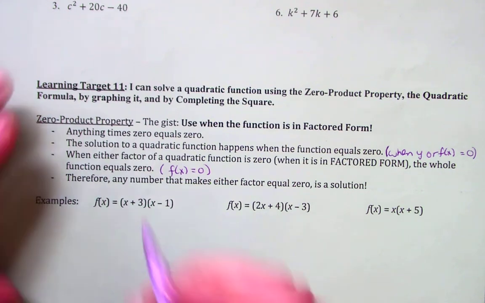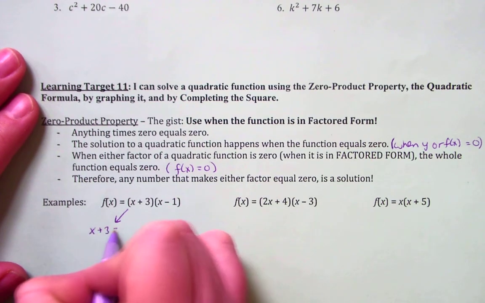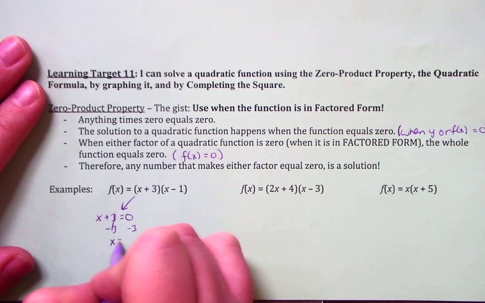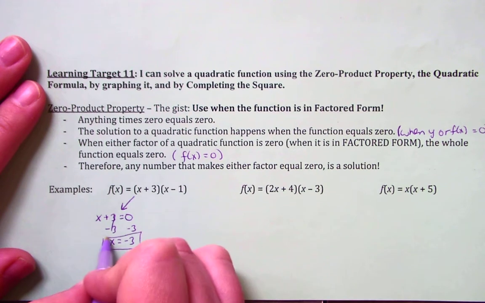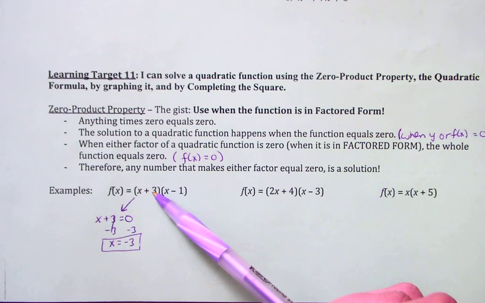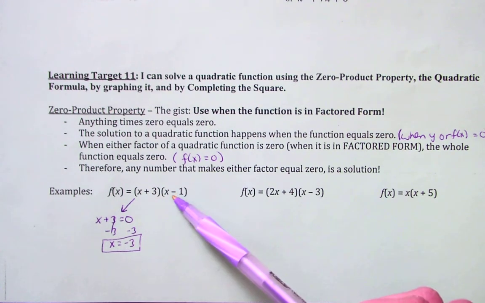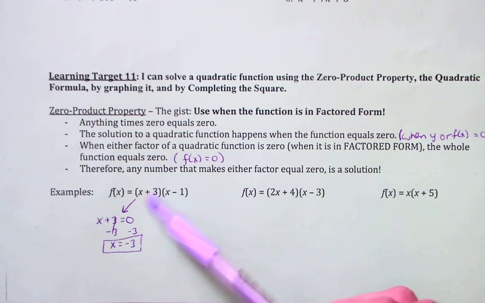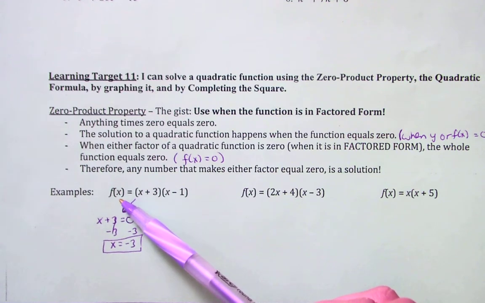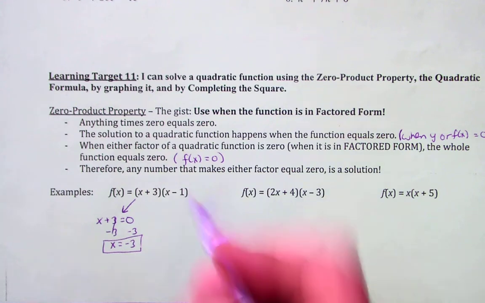So we know that, for example, in this one, if we take x plus 3 and set it equal to 0 and solve, we're going to get negative 3. That's a solution to that function, because when we plug in, negative 3 plus 3 is 0. 0 times, it doesn't matter what this is, because 0 times anything is 0. So if this is 0, the whole thing is 0, which means f of x equals 0 at that point, which means that's an x-intercept, so it's a solution.